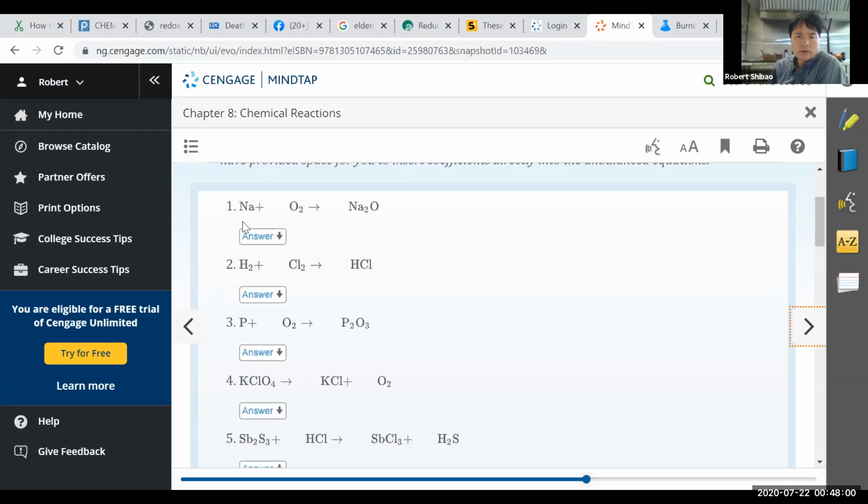This is hydrogen and chlorine yields HCl. And so actually we could balance these two pretty quickly. All these are gases.